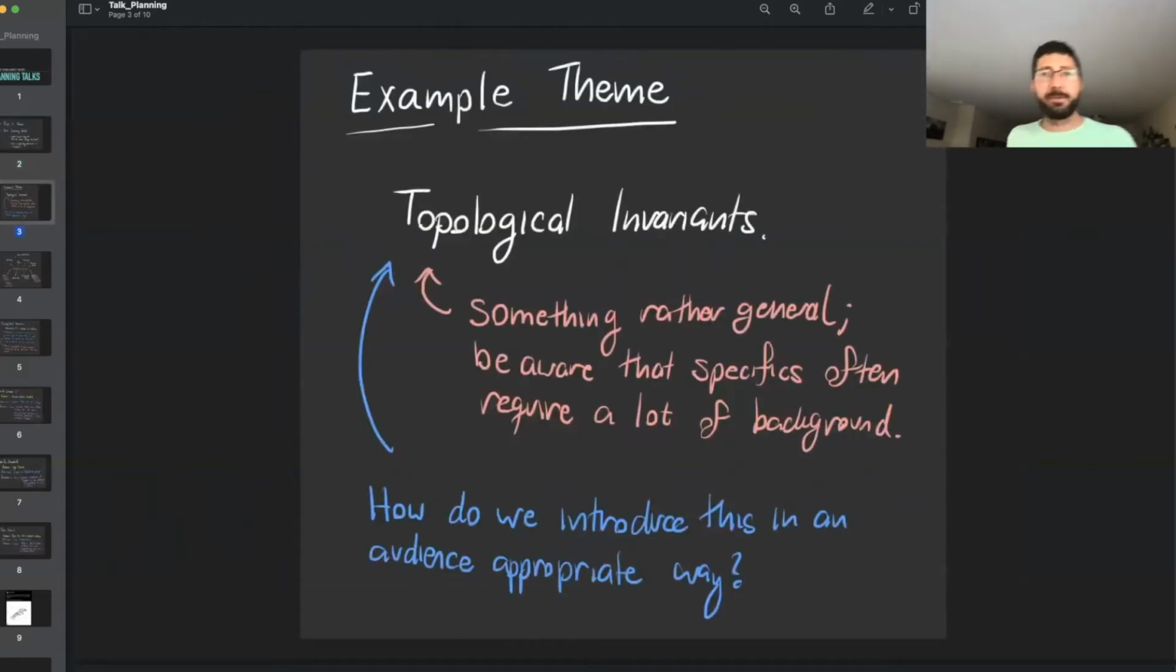So the example theme I want to talk about today is topological invariance, because I've given a couple talks in this general theme that we can reach out to. So like I said on the last slide, the thing that's important to me here is that the topic is rather general. Like, I did not pick that I'm going to talk about the volume of hyperbolic three manifolds, or that I am going to talk about the third homotopy group of a manifold or something. And for those two, it's pretty clear why I wouldn't talk about those. No one would have any idea what I'm talking about in a general talk.